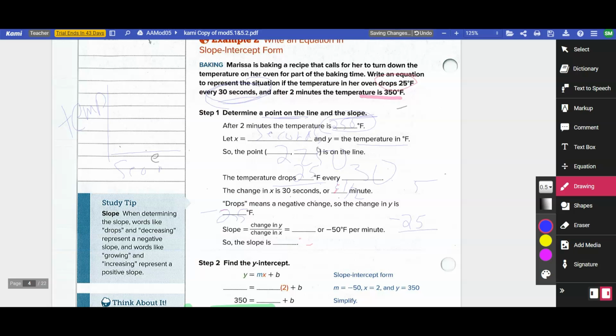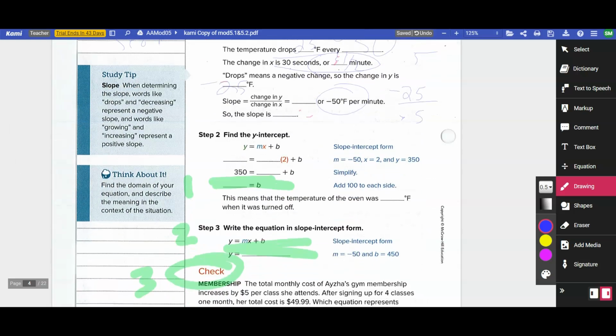And my change in X looks like it's dropping every 30 seconds, right? Or half a minute, 0.5. So I'll get a -25 divided by 0.5, and if I do the division on that, I'll have -50 degrees Fahrenheit per minute. Okay, once you know what that is, you put it back in.